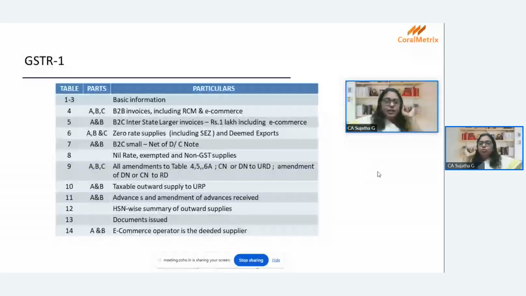And table 13 shows the documents issued, how many documents are issued. You may ask, why is the department tracking so many details? What is the need for so many details? Because now, after AI and data mining, the department wants to keep track of every taxpayer, not only the taxpayer but the supplier's supplier. It just goes in circles. So once they catch hold of one taxpayer, the complete supply chain will be in their hand.